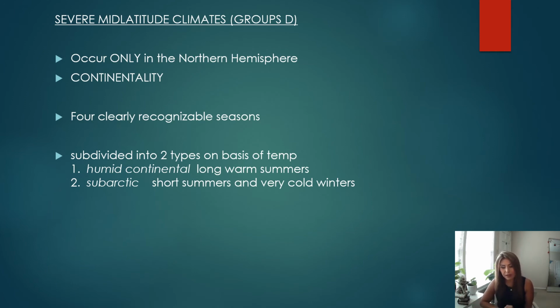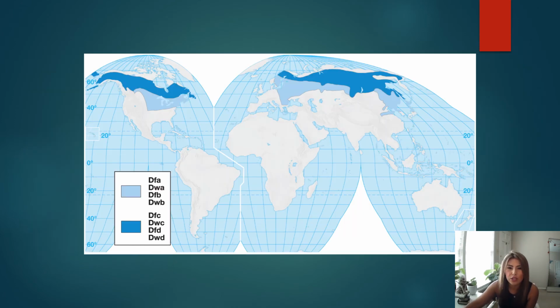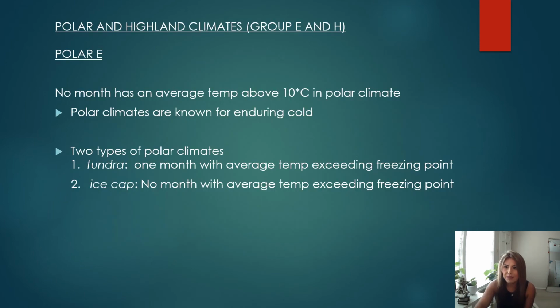There are clearly recognizable seasons: a long cold winter, a relatively short summer, and transition periods, which are spring and fall. Annual temperature range is very large. The severe mid-latitudes are subdivided into two types based on temperature, humid continental and subarctic. Let's just look at what we're looking at here. Here is your humid continental, that light blue, and subarctic is the dark blue. That's it for Group D.